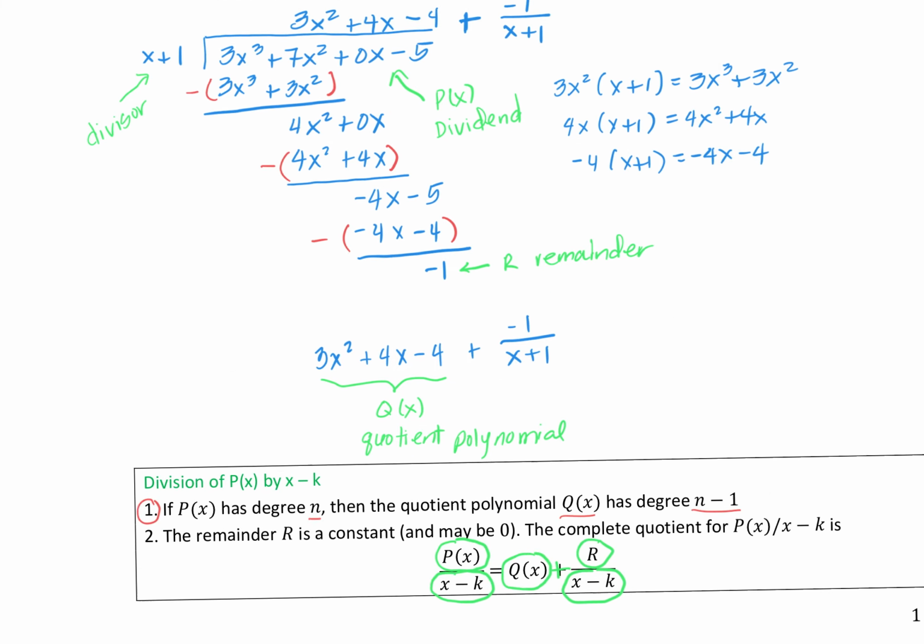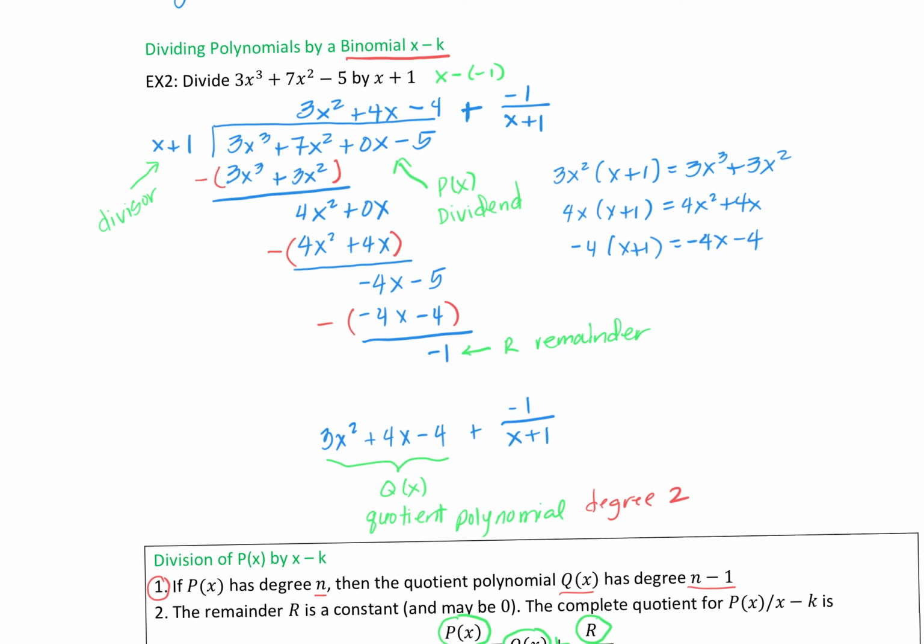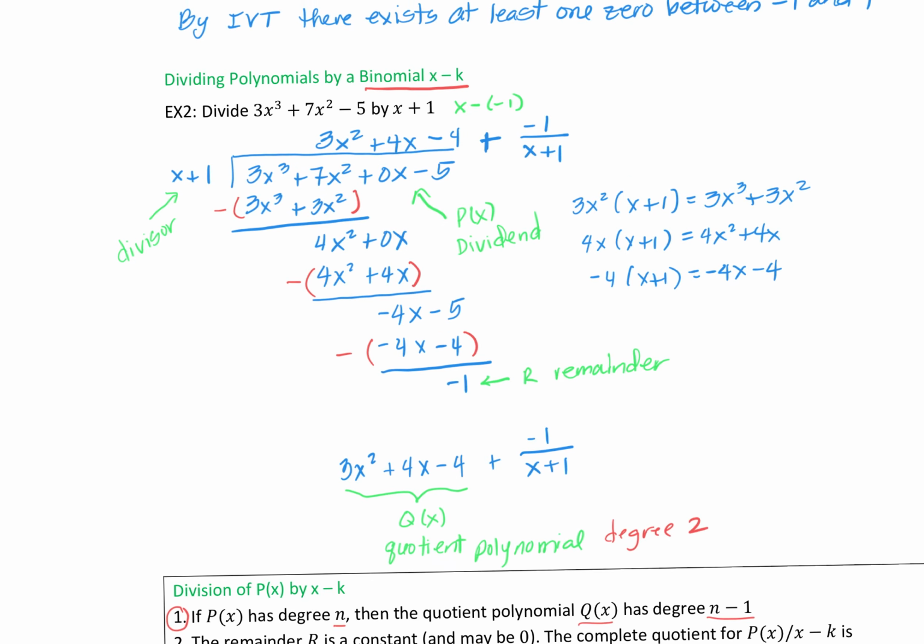Let's double check. So our quotient polynomial, the 3x squared, has degree 2. And our polynomial p of x has degree 3, because it's 3x to the third. So that checks out. The degree of the quotient is 1 less than the degree of the dividend, p of x.